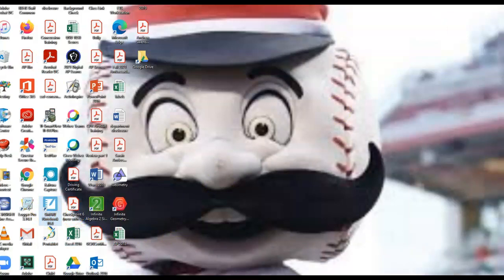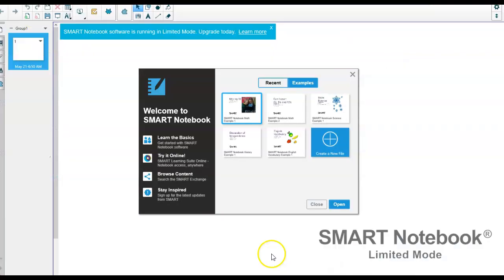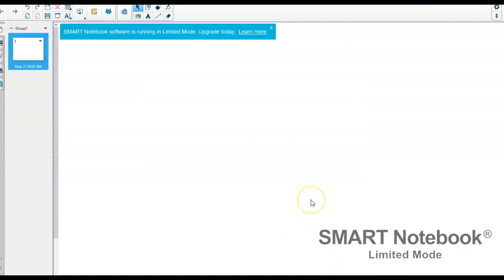So let's see here. We have, let's get this written over here. We've got 5 over x minus 5 and then minus 4 over x squared minus 5x, and then we have the negative 1 on the other side. Okay, so when we go to solve this, first things first, we're going to add that 1 to the other side here. So that's going to look like this.